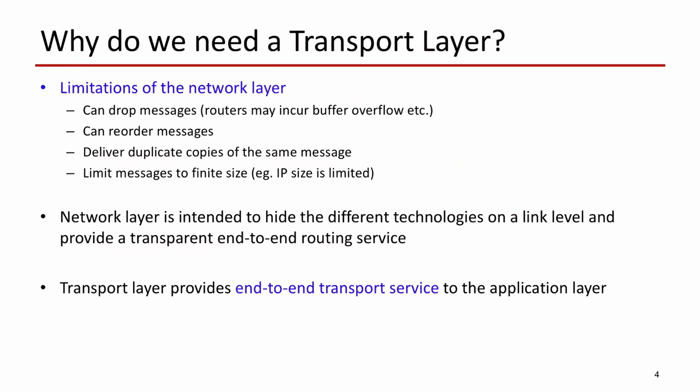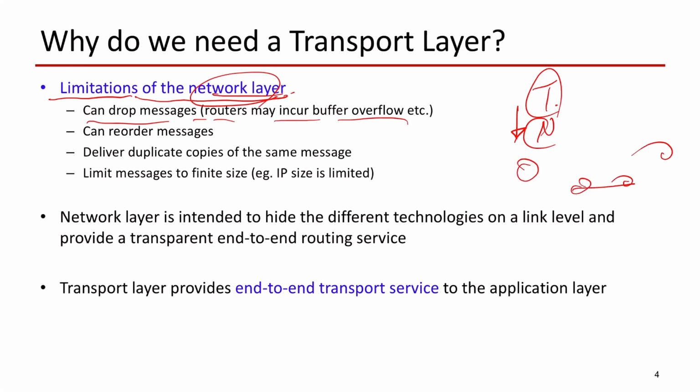So why do we need to understand why we need the transport layer? The network itself is limited. Limitation of the network layer, the lower layer, right? The lower layer can drop messages, and a router may incur buffer overflow. So in the middle, something dropped. They don't really care whether it was digested or not. They don't provide feedback.